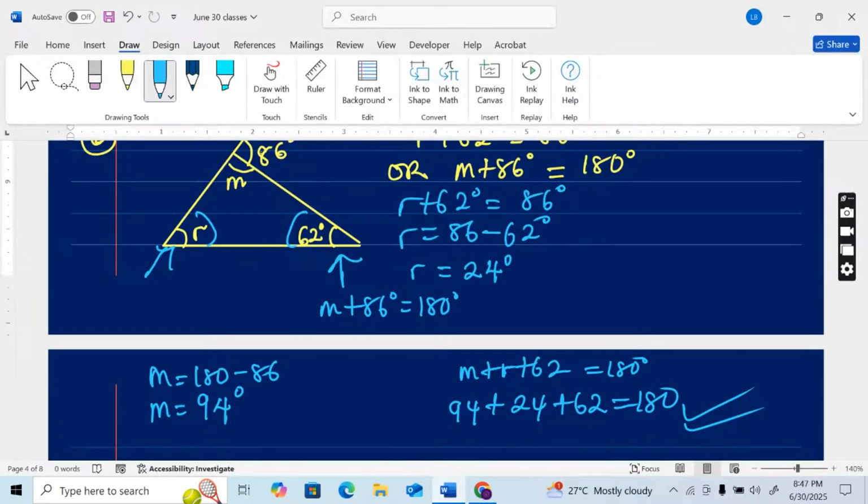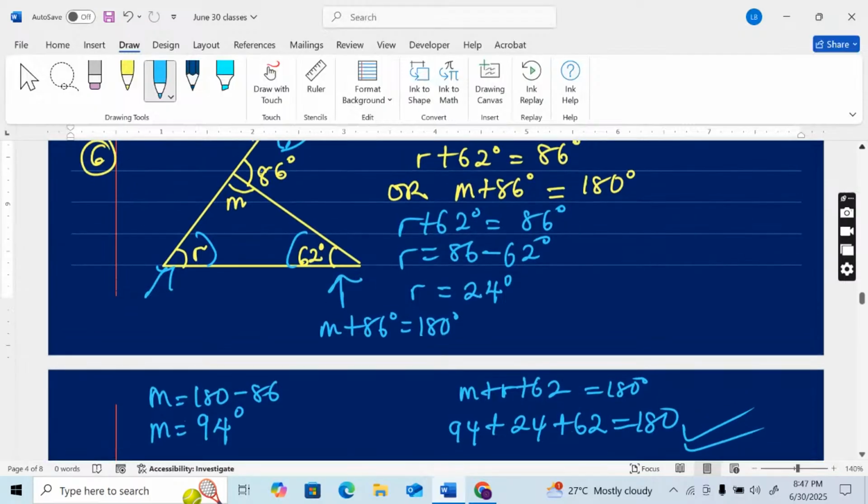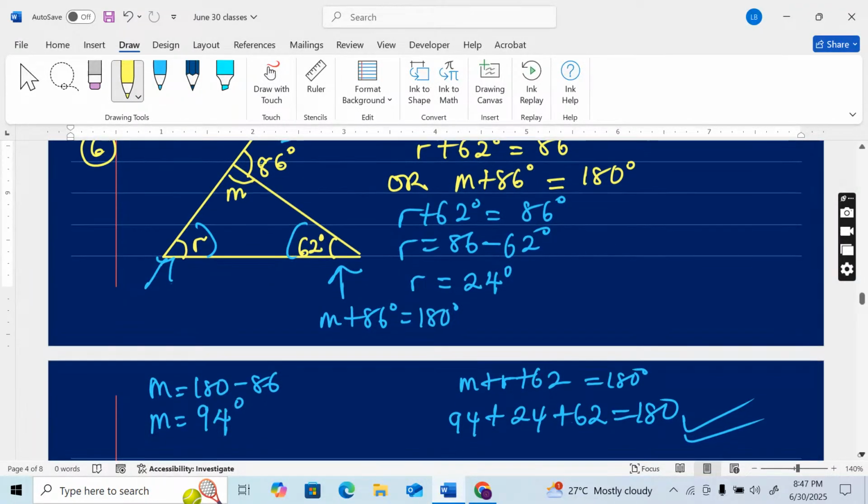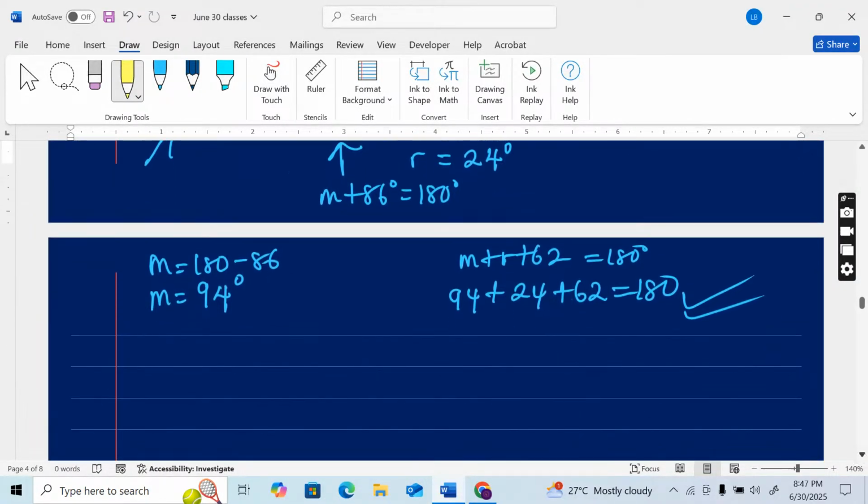I'm waiting for you to be done writing. We're going to take another example on this exterior angle of a triangle. That will be example 7.